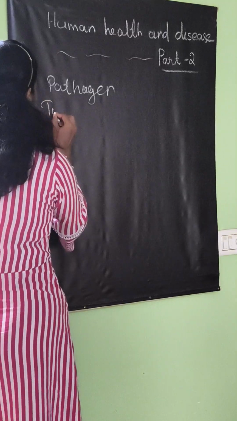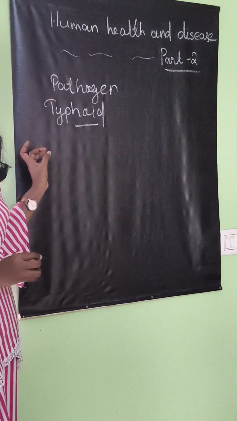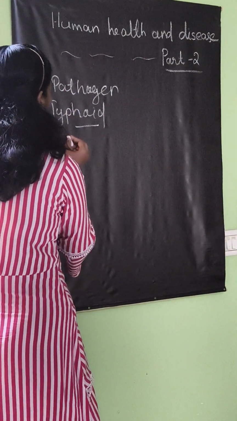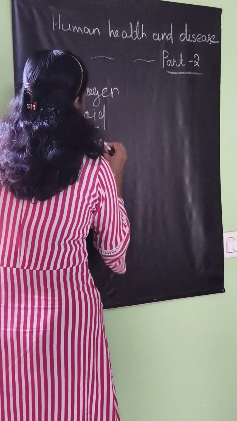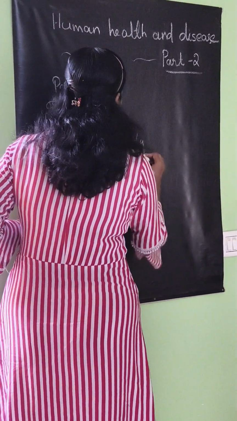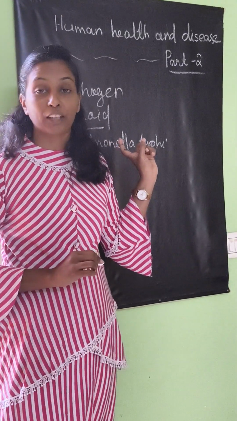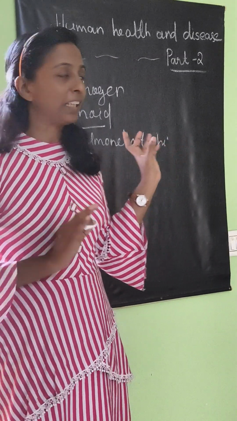Now we are going to study some of the diseases. The first disease is typhoid. First of all, what is the causative organism of typhoid? The causative organism of typhoid is Salmonella typhi. These are very important topics for the board exam as well as the NEET exam.